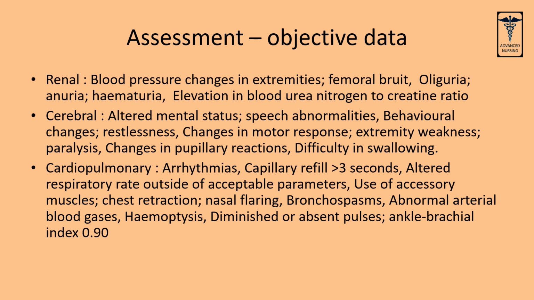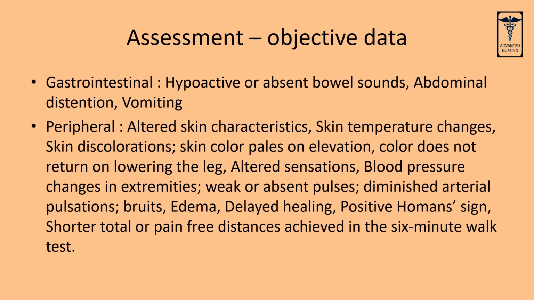Cardiopulmonary: arrhythmias, capillary refill greater than 3 seconds, altered respiratory rate outside of acceptable parameters, use of accessory muscles, chest retraction, nasal flaring, bronchospasms, abnormal arterial blood gases, hemoptysis, diminished or absent pulses, ankle brachial index less than 0.90. Gastrointestinal: hypoactive or absent bowel sounds, abdominal distension, vomiting.